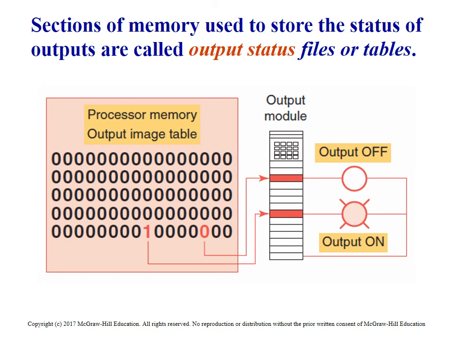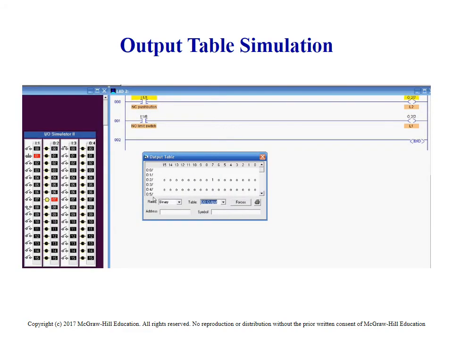So here we are kind of illustrating the same thing in the output world. So here if we're at a 0, we're off. If we're at a 1, we're on. And this is the output data table. Noting all those outputs turn on and off. And we see the lights turn on and off here in the I/O simulator.